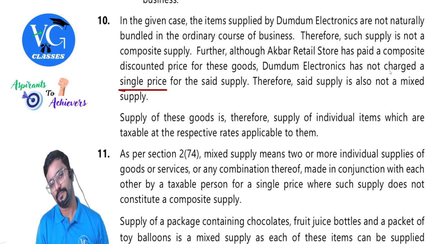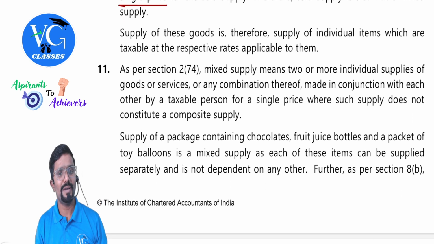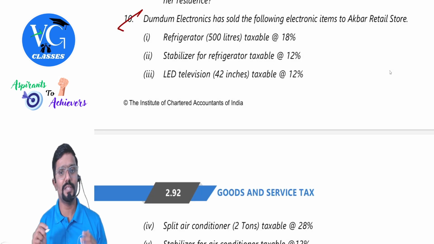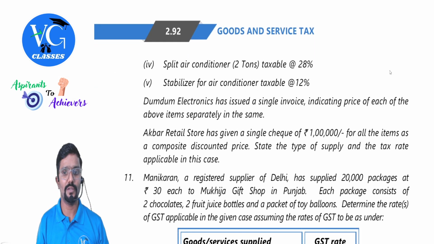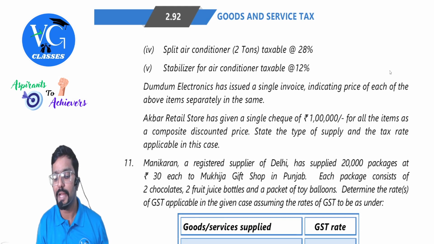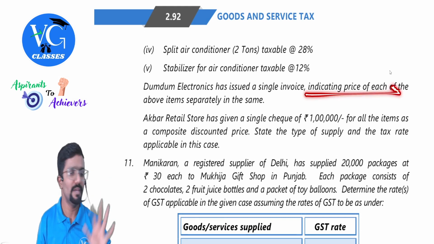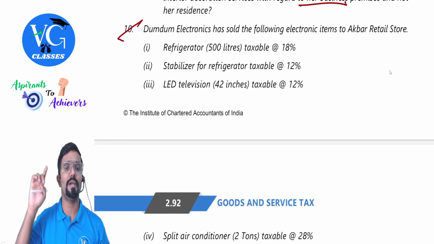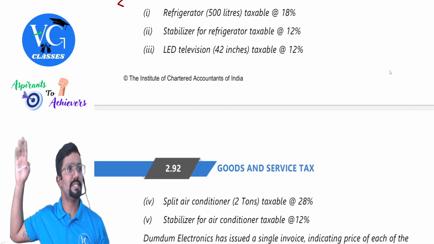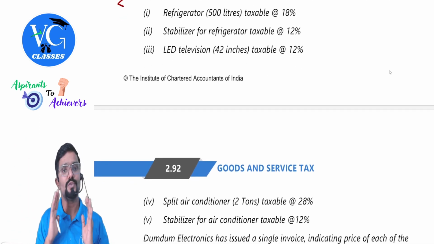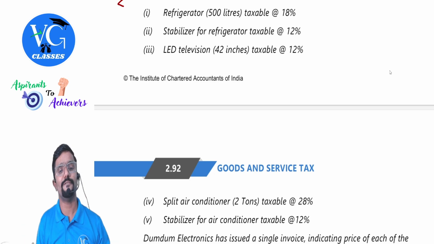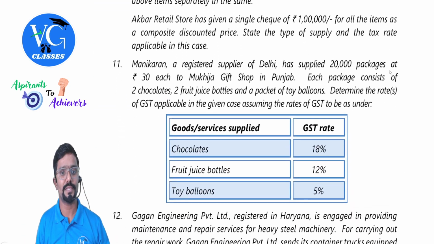But actually the individual selling price is not given in the question, but they told it is mentioned. You can see, indicating the price of each item, they have given the invoice. Here the prices might not be given, but it is given that it is disclosed in the invoice. So it will be treated as a separate supply for each of these items, guys.